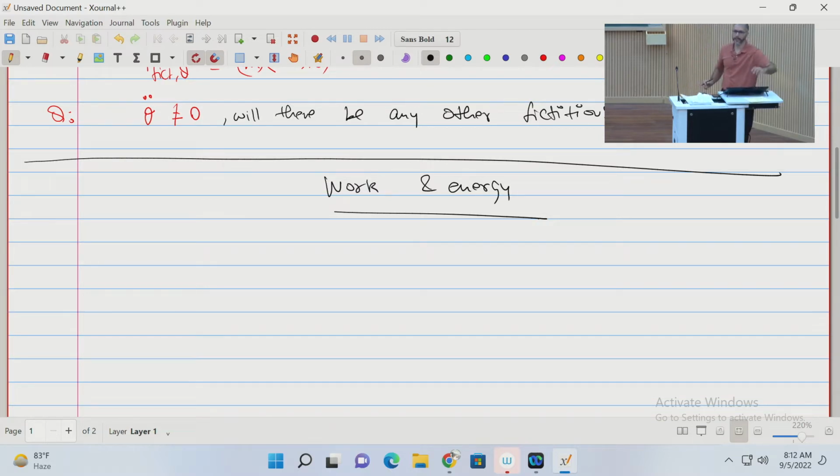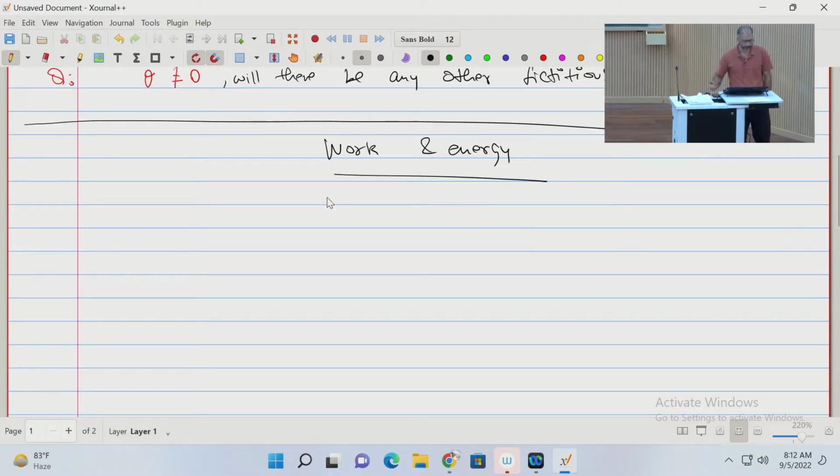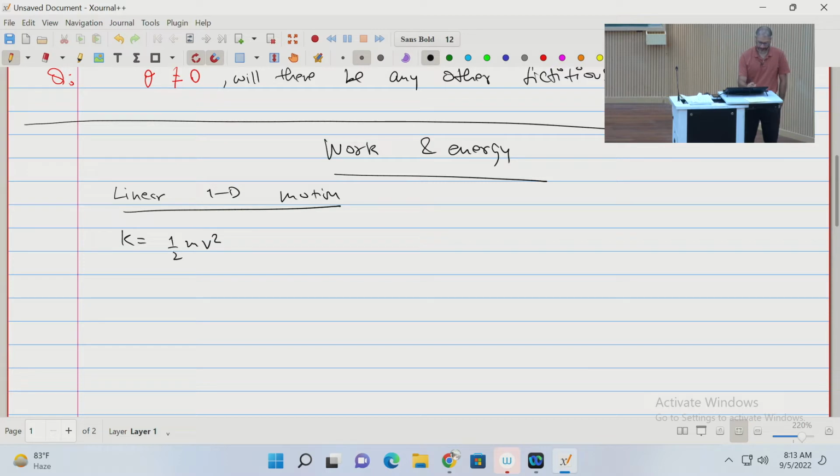Now we'll do a quick recap of work and energy, and then hopefully we'll be able to solve some problems. Now this is another approach. Whenever a problem does not work out or is getting too complicated with F equals ma, we were applying the work energy approach. So in this approach, let's say we are dealing with a linear one-dimensional motion. Kinetic energy for a single particle moving in a straight line is half mv square. You differentiate that with respect to time.